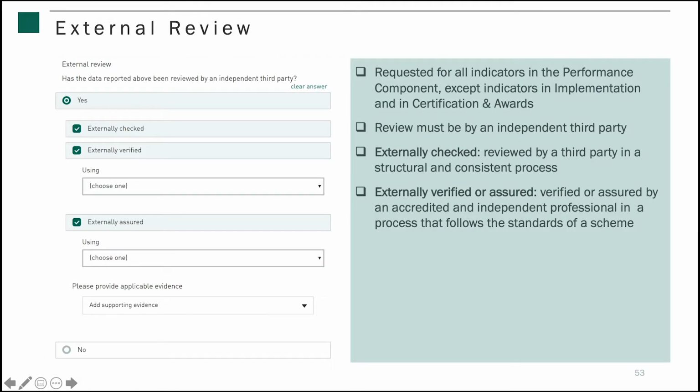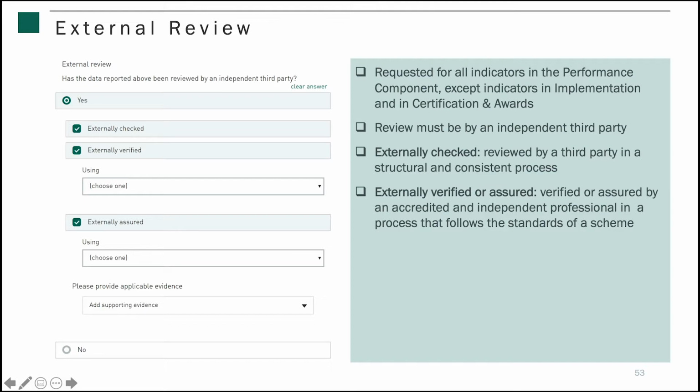In addition to the question on exceptions, the indicators in the aspects energy, greenhouse gas emissions, air pollution, water, waste, biodiversity and habitat, and health and safety include a question on the external review of the data. External data review adds credibility to data and makes it more reliable to use in decision-making. The review process must be completed by an independent third party, commonly a consultancy or auditing firm. Externally checked means that the data has been reviewed in a structured and consistent process.